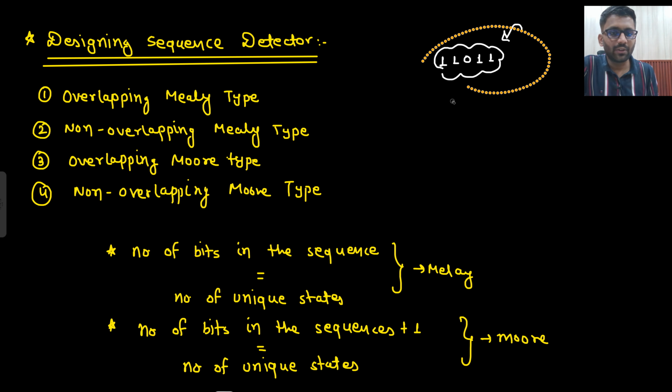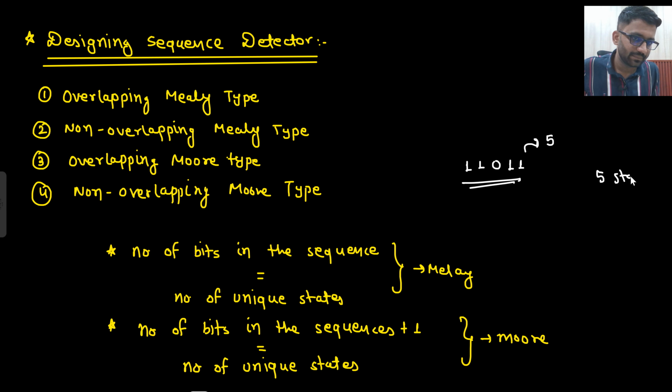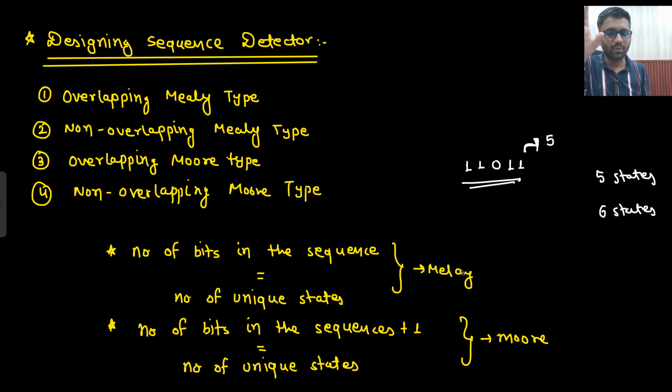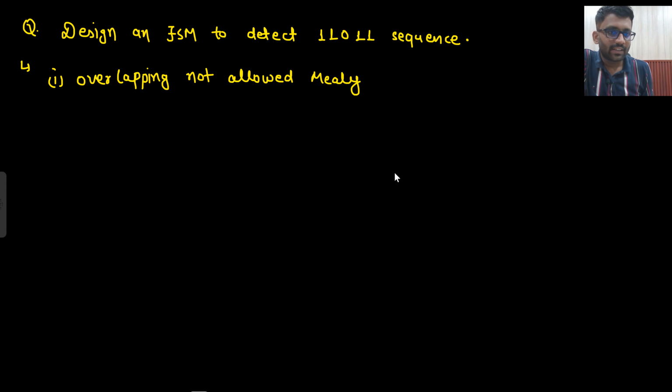Now this statement you will not understand as of now: the number of bits in the sequence. Let's just say this is the sequence that I want to detect, 11011. So how many bits are there in the sequence? 5. So in case of Mealy type, you would require 5 states only. There are 5 bits, right? So in case of Mealy type, you would require 5 states. And in case of Moore type, you would require 6 states. One more state. When we see the example, it will be more clear to you. I just wanted to write down this point because this is also a very important point. So in case of Mealy, states equal to the number of bits, and in case of Moore, one more than that. So let's start with our first example now.